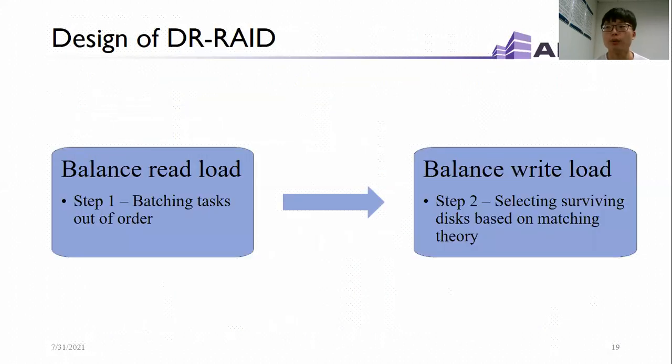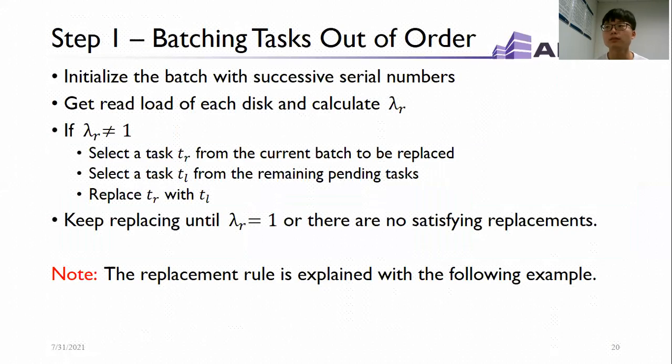To this end, we propose an efficient reconstruction mechanism called RAID. It consists of 2 steps. In the first step, we batch tasks out of order to balance read load for failure reconstruction. In the second step, we select surviving disks based on matching theory to balance the write load. In step 1, we first initialize the batch with successive serial numbers. Then we get the read load of each disk and lambda read.